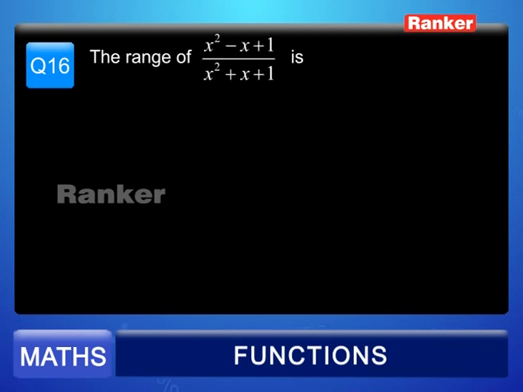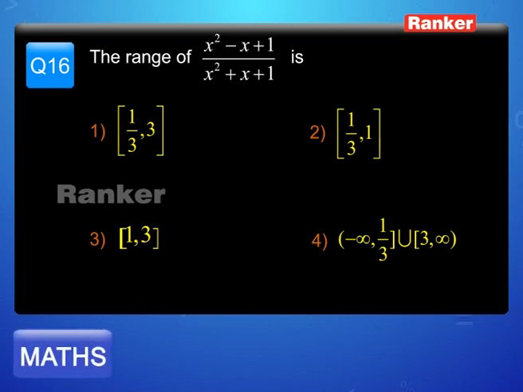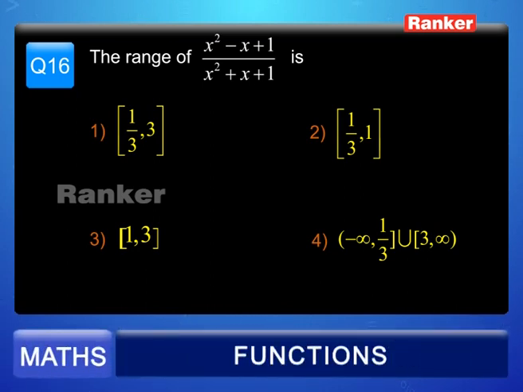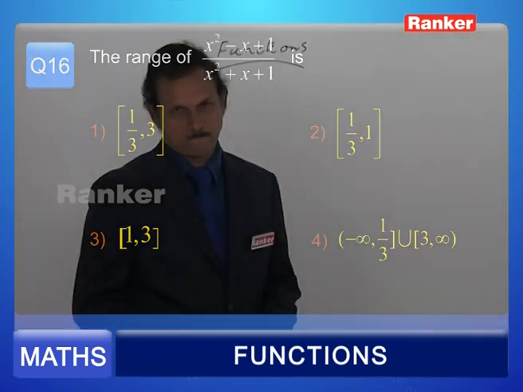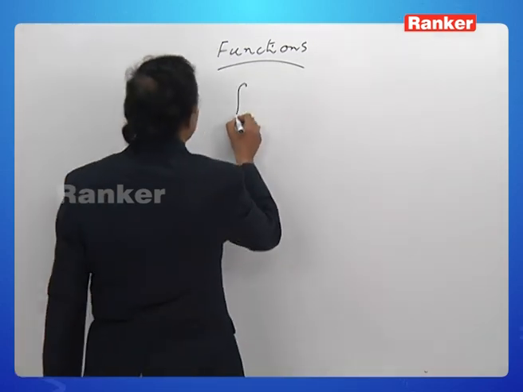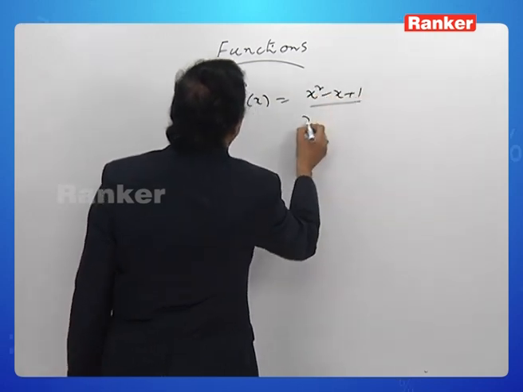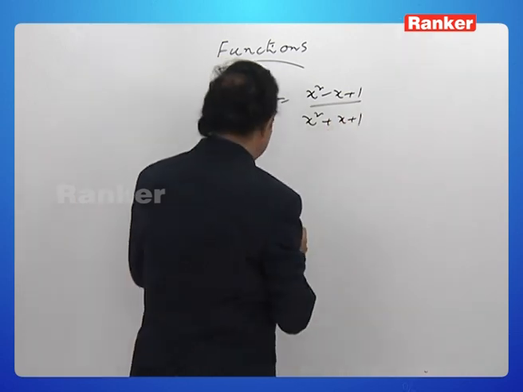In this question, we are asked to find the range of an expression. The range of x square minus x plus 1 by x square plus x plus 1 is: first option, closed interval 1 by 3 to 3. Second option, closed interval 1 by 3 to 1. Third option, closed interval 1 to 3. Fourth option, open interval minus infinity to 1 by 3, union closed interval 3 to infinity. Yes, here f of x is a quotient, of course, of two quadratic expressions, namely x square minus x plus 1 by x square plus x plus 1.